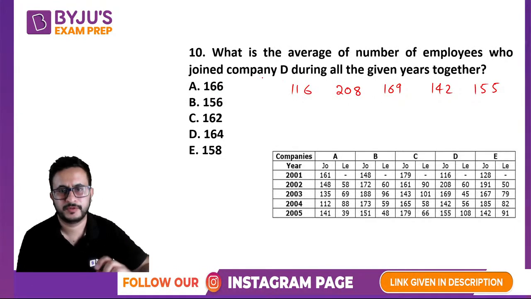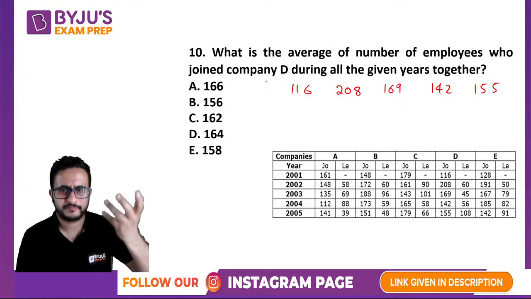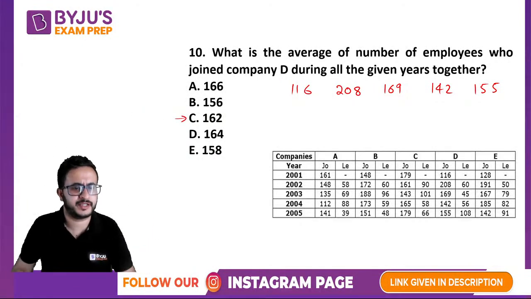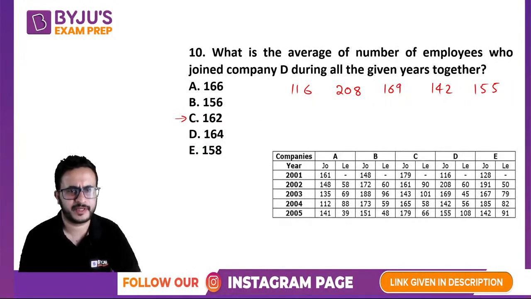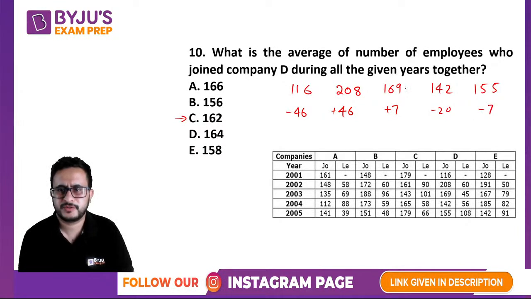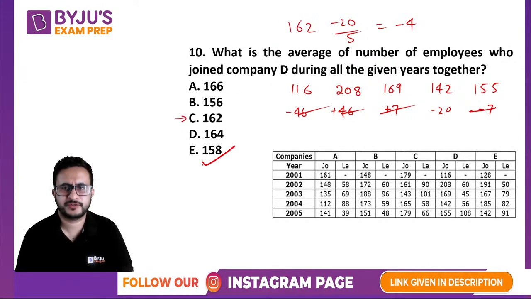Now let us take one of the options. ठीक है, कई बार options लेने से क्या होता है, you might get lucky and hit the right answer. ठीक है, you can assume also or you can take one of the options, because options में luck factor आ सकता है. So this is minus 46, this is 46. ठीक है, so this is plus 7, and this is minus 20, this is minus 7. Okay, so minus 7, so all goes away. Minus 20 by 5 is minus 4. Okay, so 162 minus 4, that is 158 is your answer.